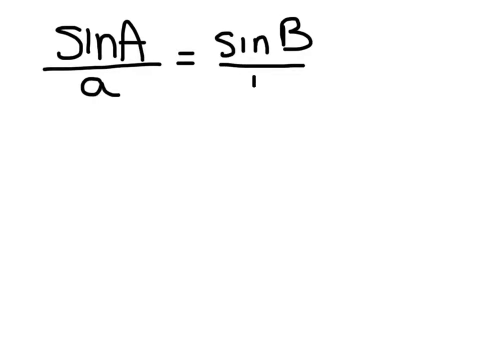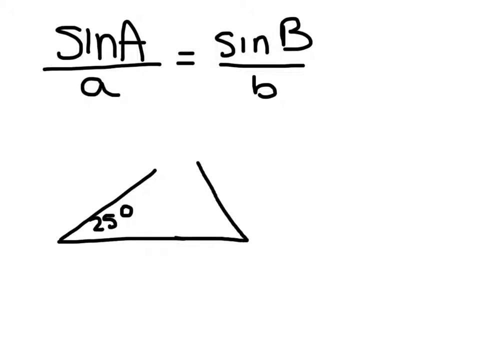So an example of when you could use this law of sines rule is if you had angle A is 25 degrees and side a, and let's say angle B is 75 degrees. So here's a 75 degree angle. So there's B and there's A. And side a is 14, and we need to know how long side b is.